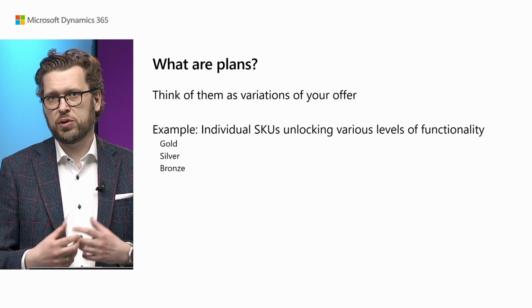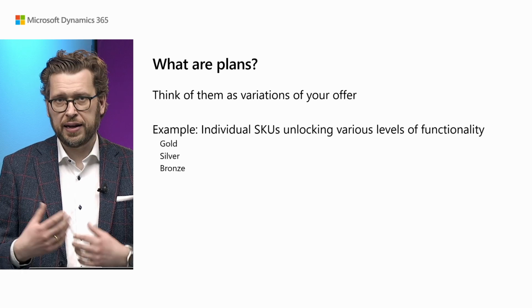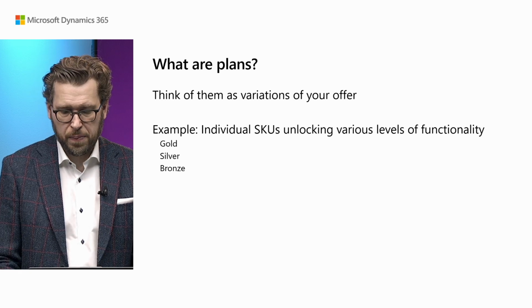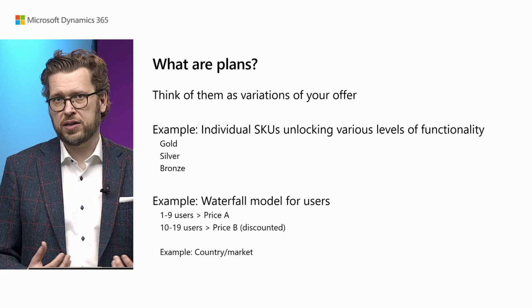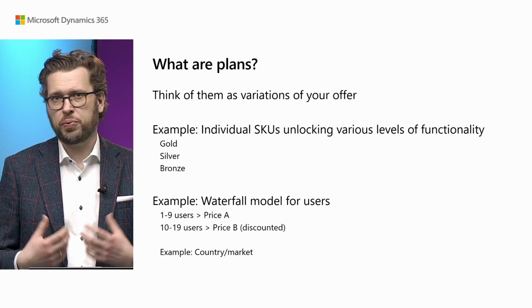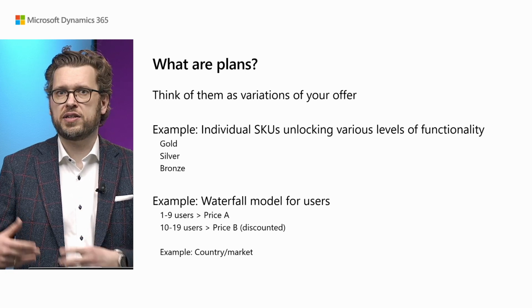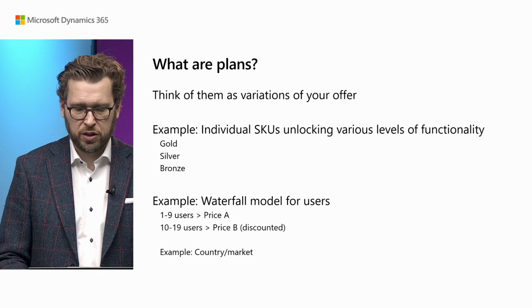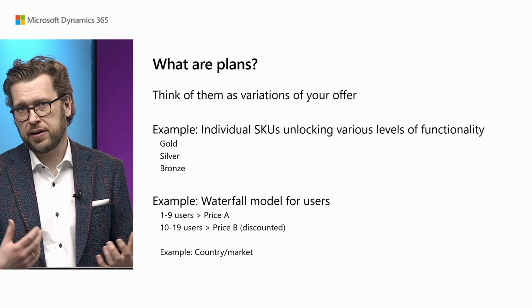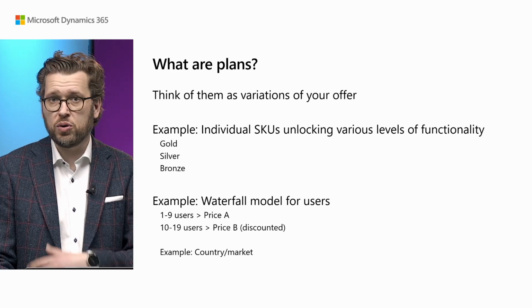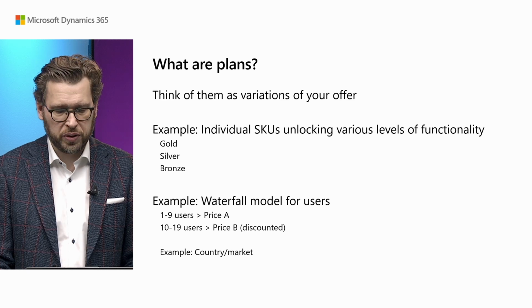So one example could be this level of functionality, like the gold, the silver, and the bronze. But another way of looking at plans or using plans could be to provide waterfall pricing. So basically that you give a discount based on the amount of licenses that your customers purchase at a single transaction, basically. And maybe you also could have differences between countries or markets in this context.